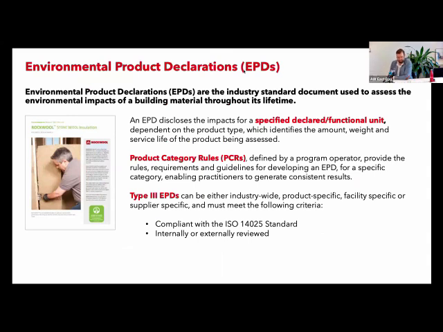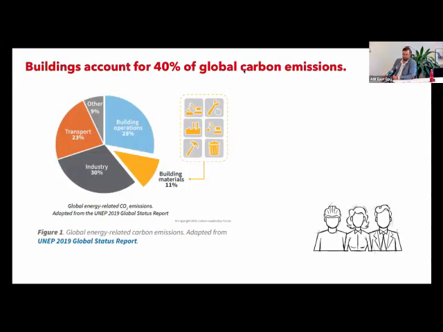Environmental Product Declarations, EPDs. EPDs are the industry standard document used to assess the environmental impacts of a building material throughout its lifetime. Type 3 EPDs can either be industry-wide, product-specific, facility-specific, or supplier-specific. One study reported that buildings account for 40% of global carbon emissions. 11% of that comes from building materials, and approximately 28% comes from building operations.